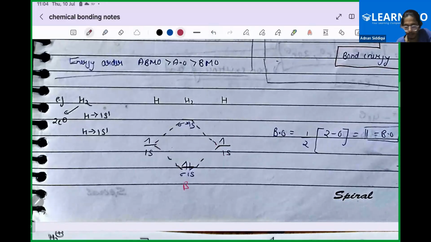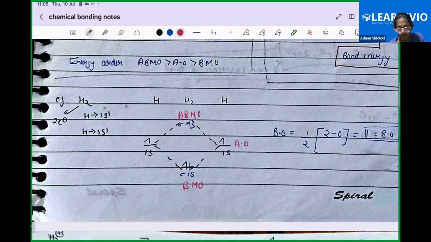See, this is your bonding molecular orbital. This is your anti-bonding molecular orbital. These are your atomic orbitals. They are the reason these molecular orbitals exist. They are merging with each other and creating molecular orbitals. Two atomic orbitals are merging and creating molecular orbitals. See, this is your hydrogen atom, and this is your hydrogen atom, and each has its own atomic orbital.